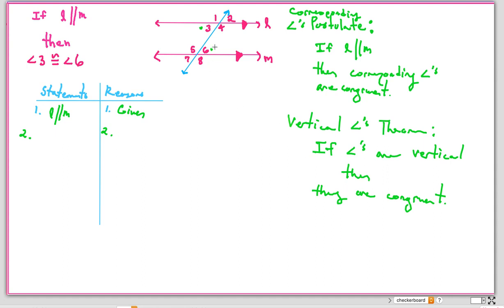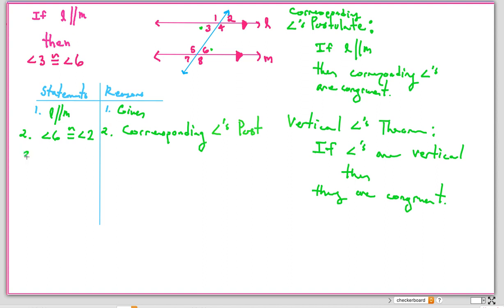So you can kind of play this game, right? 6 is congruent to 2. 2 is congruent to 3. Therefore, by transitivity, 6 is congruent to 3. So whatever order you want to go in, I'm going to write it. Angle 6 is congruent to angle 2. And that's corresponding angles postulate, what we just went through. Corresponding angles postulate.